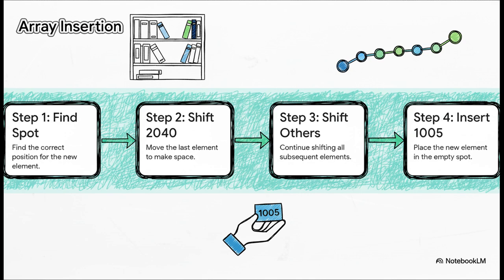And this is where we hit what's called the shifting problem. You can't just magically make space on the bookshelf. You have to physically move every single book that comes after that spot. So you have to pick up 2040 and move it one space over, then pick up 2000 and move it, then 1050, then 1010. It's this painstaking process of shuffling everything down just to create one empty slot. Now imagine doing that with a list of 1 million users. It would be an absolute nightmare, incredibly slow and computationally expensive.